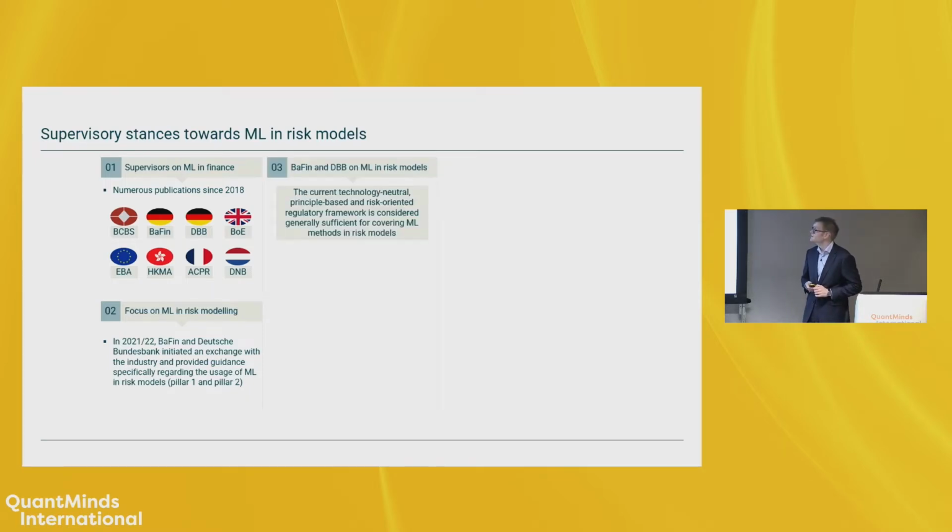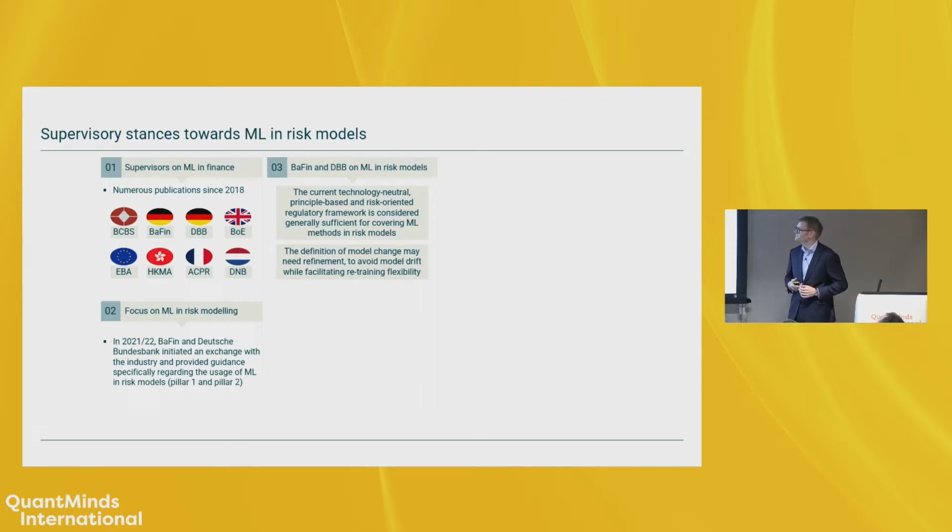And so I try to summarize some of the key messages of that publication in this column here. So the good news is the regulation doesn't really change. It remains tech neutral, principle-based and risk-oriented, and that framework in general is regarded as applicable also to machine learning techniques in risk models. That's a general statement, so that's a caveat.